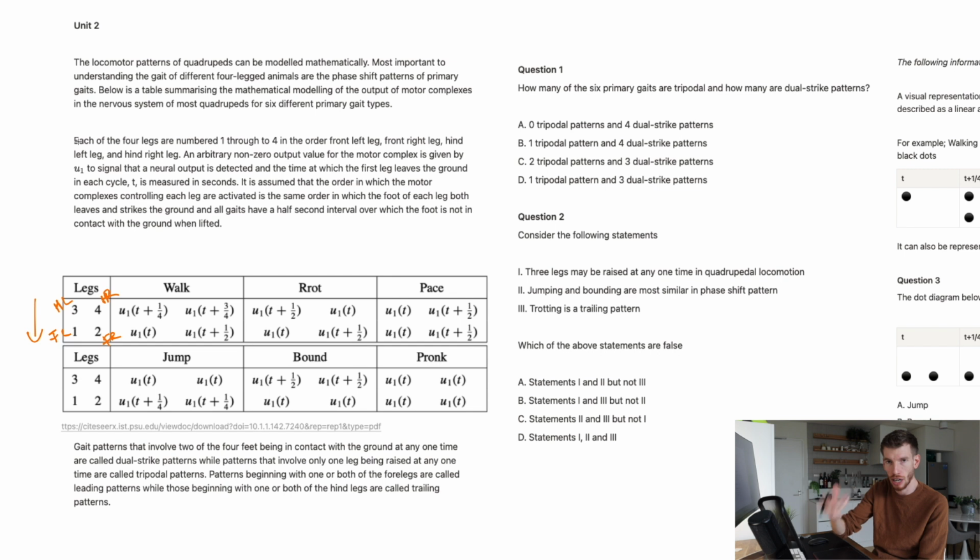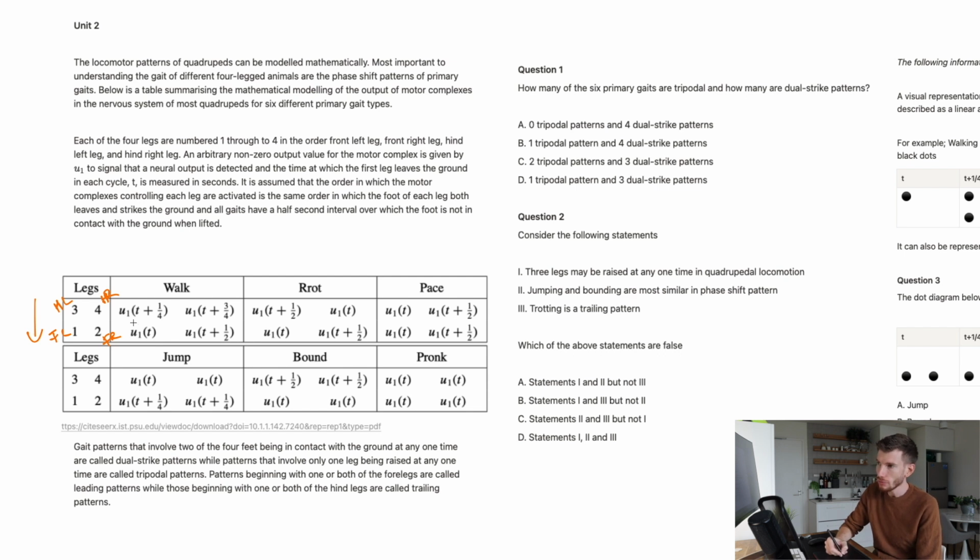and they're all in the air for half a second individually. So I wouldn't really bother trying to understand every single one of these. I would just try to learn how to read this table. So I'm going to look at walk, and I can see there's an ordering of the legs, and I've got these little functions that tell me when something comes into play.